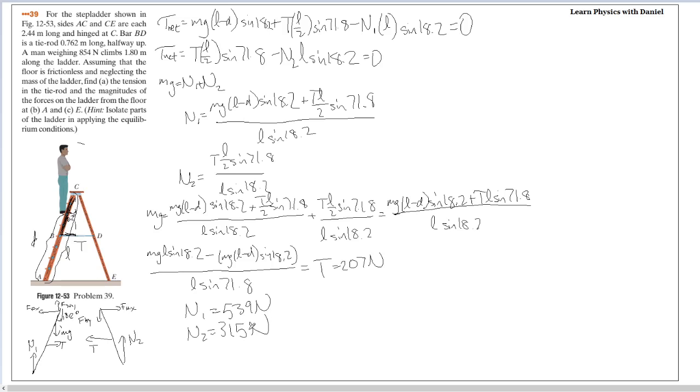Alright, I hope this tutorial has helped you with static equilibrium. Remember that you always want to write out your equations for torque, Fx, and Fy, and also remember to never mess with hinge forces.